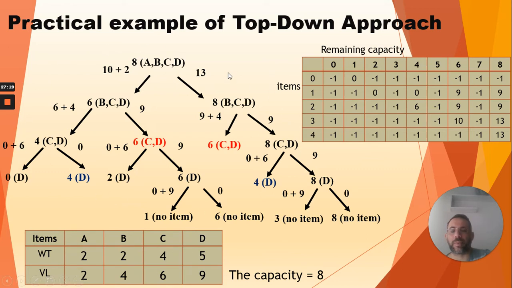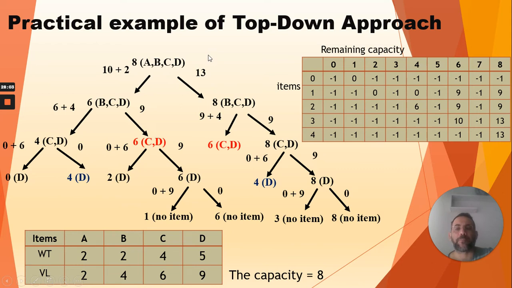This tree represents the recursion tree. This is an example of how the top-down approach works. The top-down approach also uses a two-dimensional array. Before we execute the function of the top-down approach, we have to create the two-dimensional array, and we will fill all the cells of this array with -1.